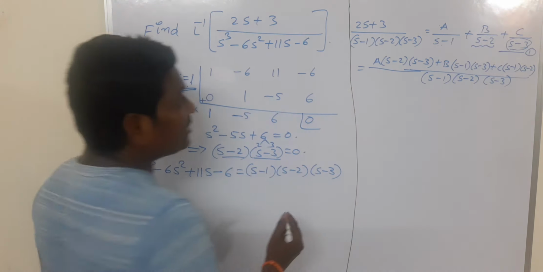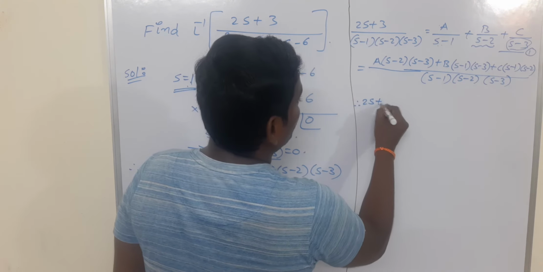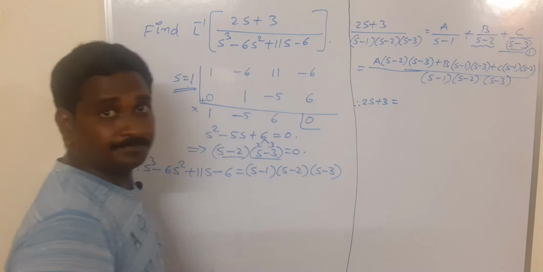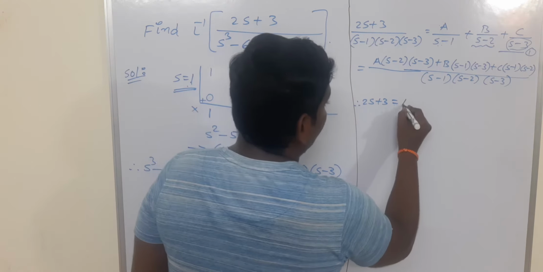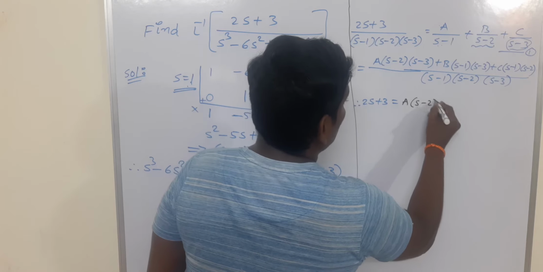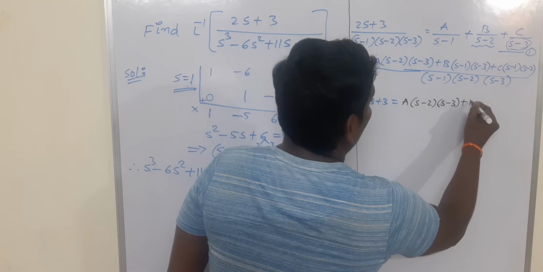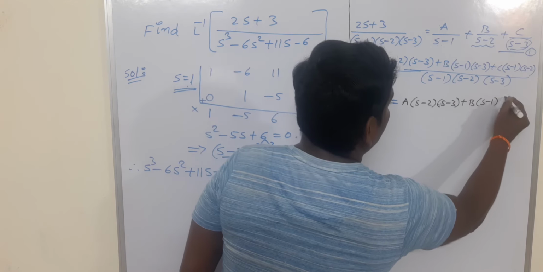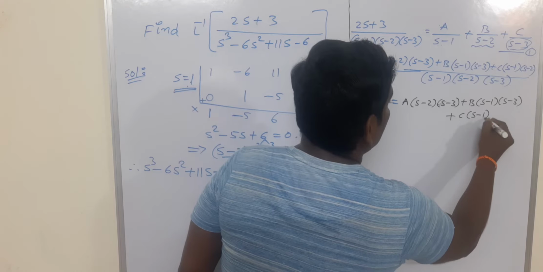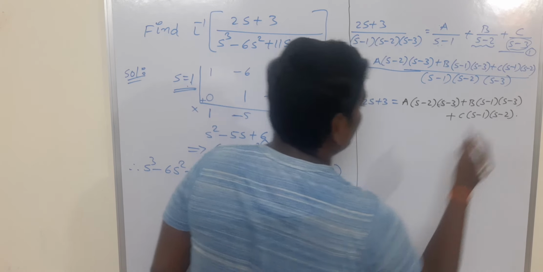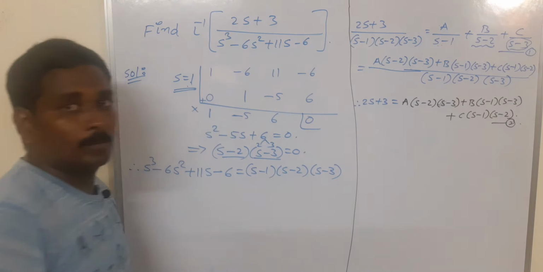Okay. Now equate the numerators. What is the numerator in the left hand side? 2s plus 3 is equal to, what is the numerator in right hand side? A of s minus 2 into s minus 3 plus b into s minus 1 into s minus 3 plus c into s minus 1 into s minus 2. Okay, take it equation number 2.